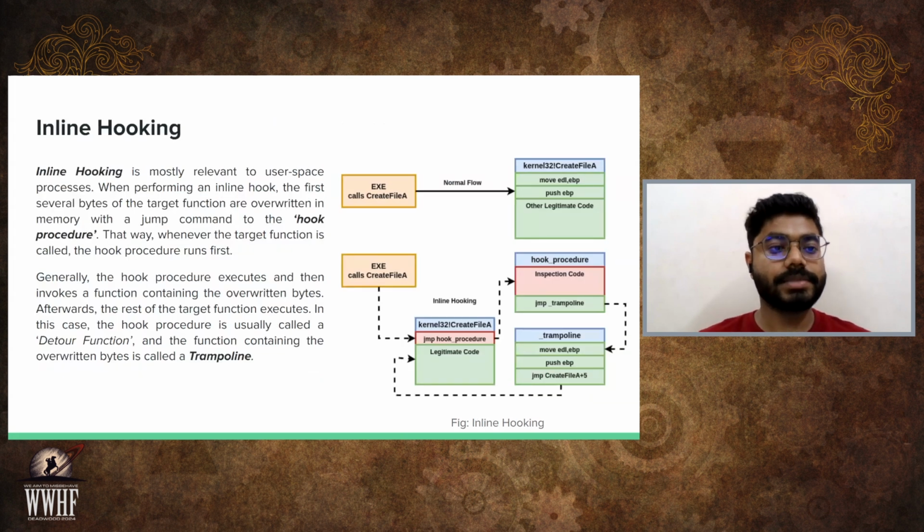Here comes the inline hooking. Second, inline hooking is similar to the IAT hooking. In inline hooking, we just don't touch the executable. AV and EDR can hook the NTDLL or all the required DLLs needed for the execution of the EXE.